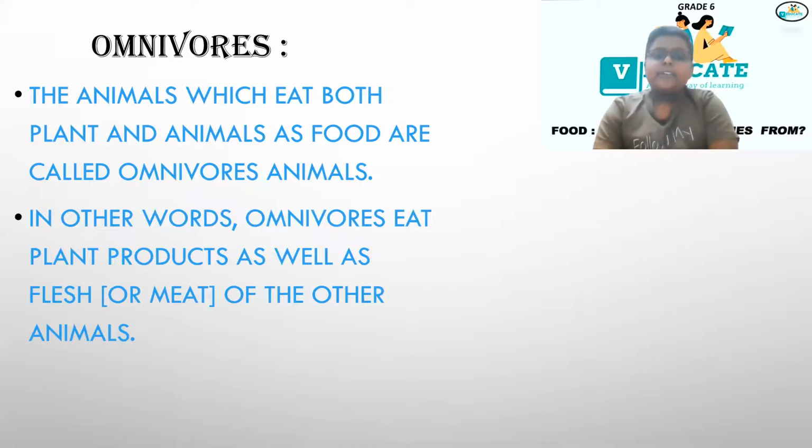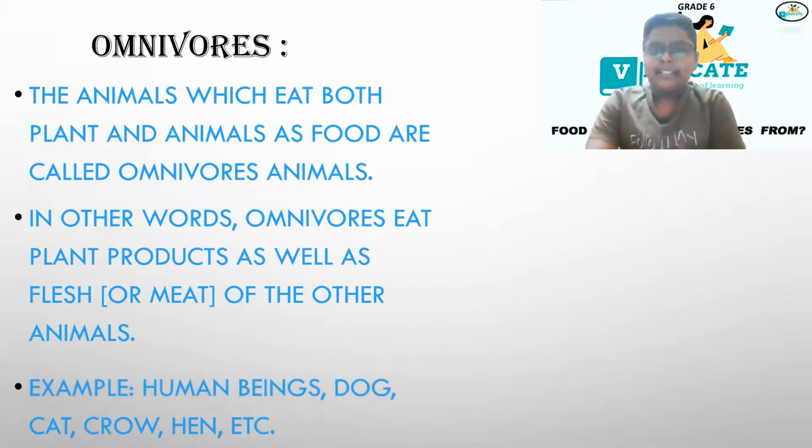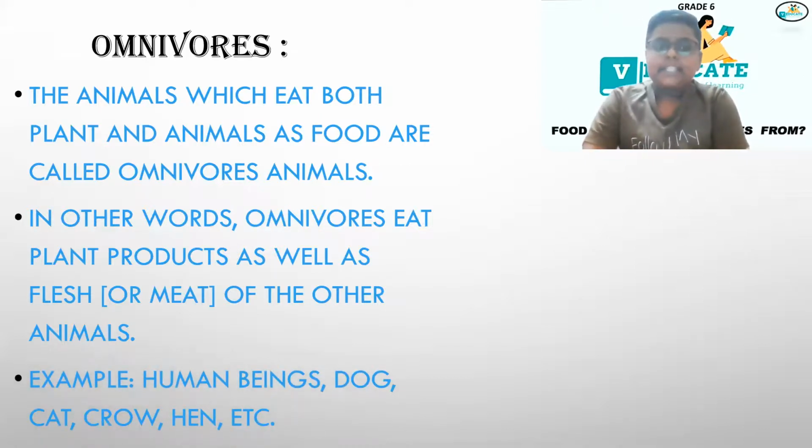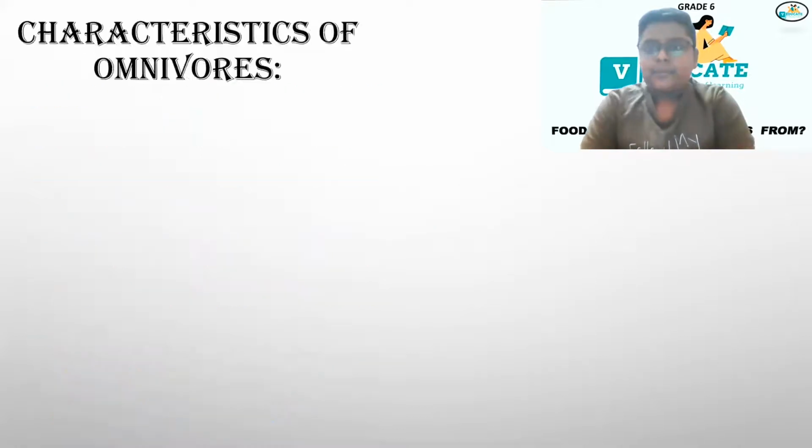In other words, omnivores eat plant products as well as the flesh or meat of other animals. Examples: human beings, dog, cat, crow, hen, etc. Human beings also eat the flesh of animals as well as plant products. And these are the other animals which belong to the omnivorous group.